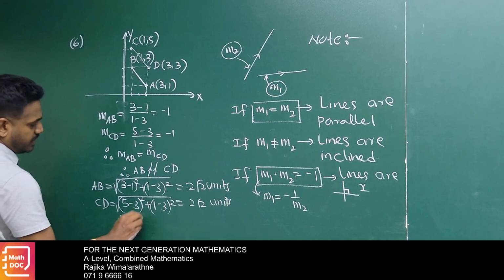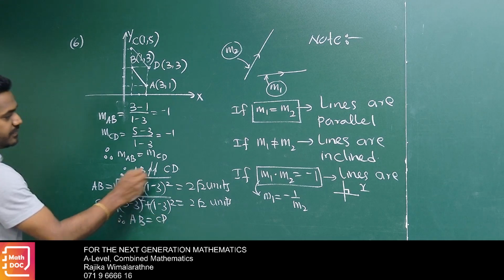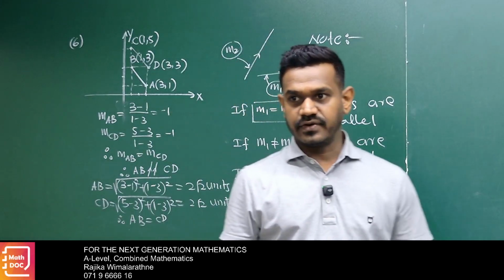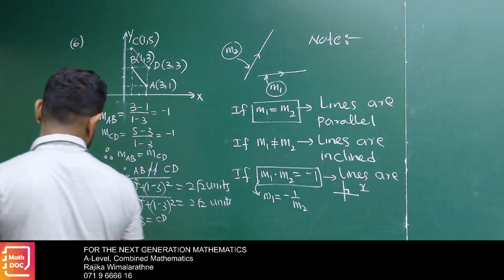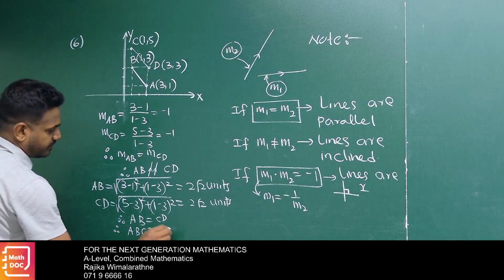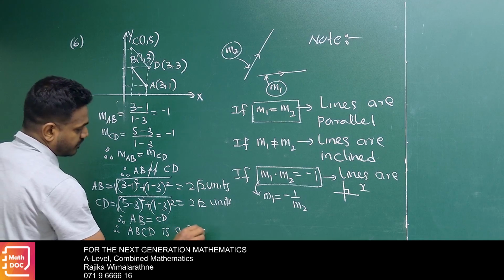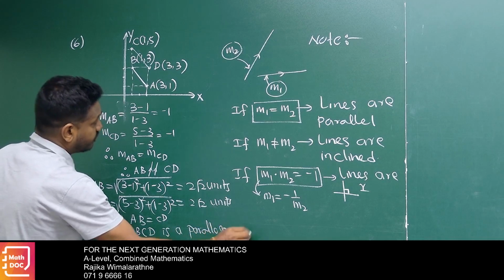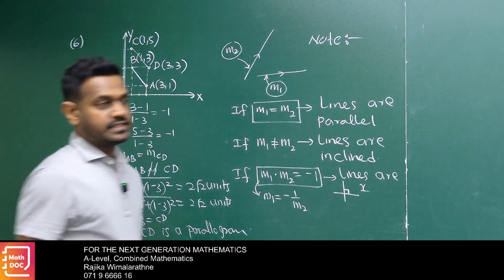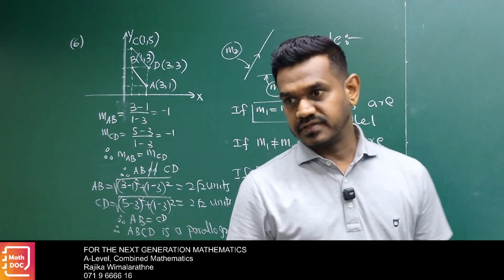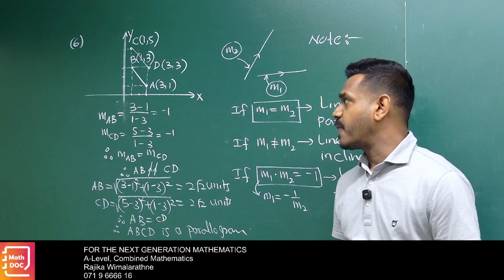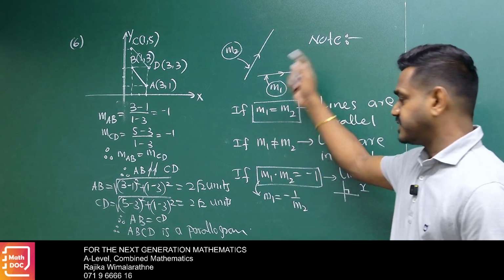Therefore AB equals CD. Now AB is parallel to CD and AB equals CD. Opposite sides are equal and parallel, so it is a parallelogram. Therefore ABCD is a parallelogram. We have done these things before, but I am revising this because these things are very important when you are doing straight lines. Put this note as well.